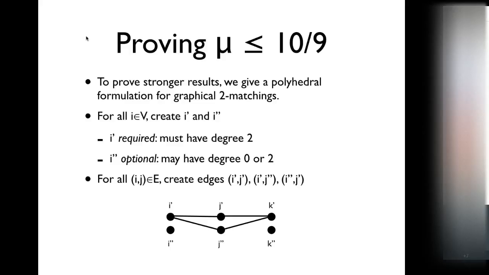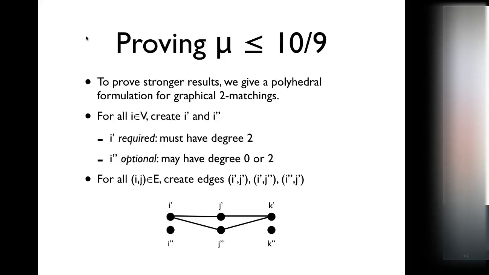For every edge in the graph, I'm going to create 3 copies of it. One between the 2 required copies of the endpoints, and one between the required copy of one endpoint and the optional copy of the other one. And I precisely don't put an edge between the 2 optional copies because I want to force every component to have size at least 3.